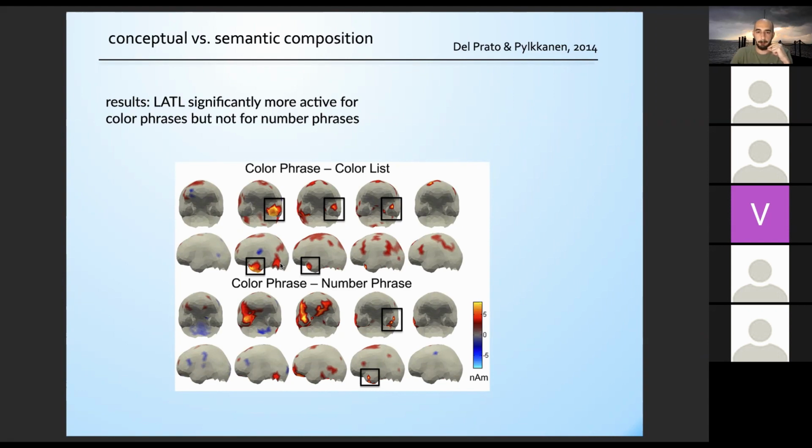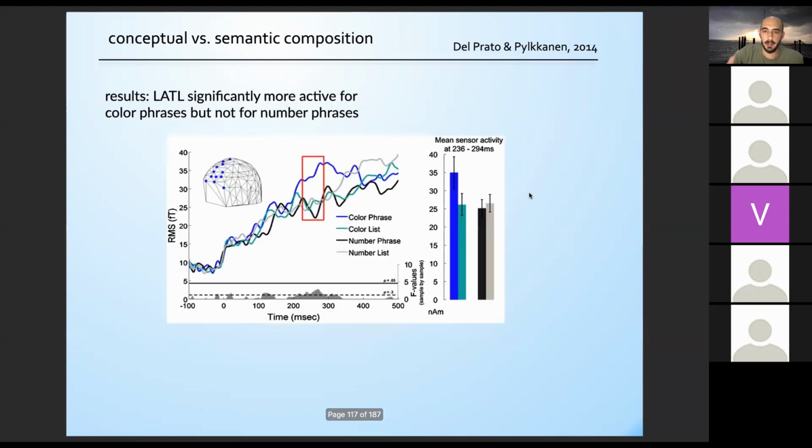If you look at the track of the signal, you get this very nice effect of the color phrase popping out in your left ATL compared to all the other conditions. Even the number phrase was not significantly different from the list condition. So it was really composing red and cap that would give you this effect.